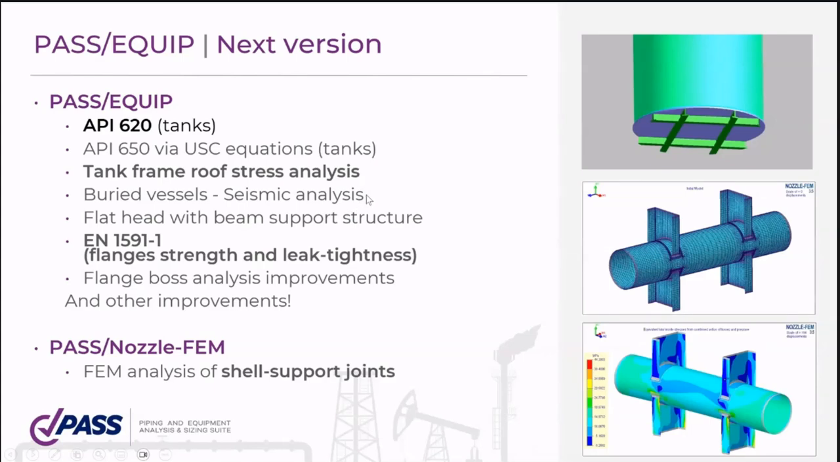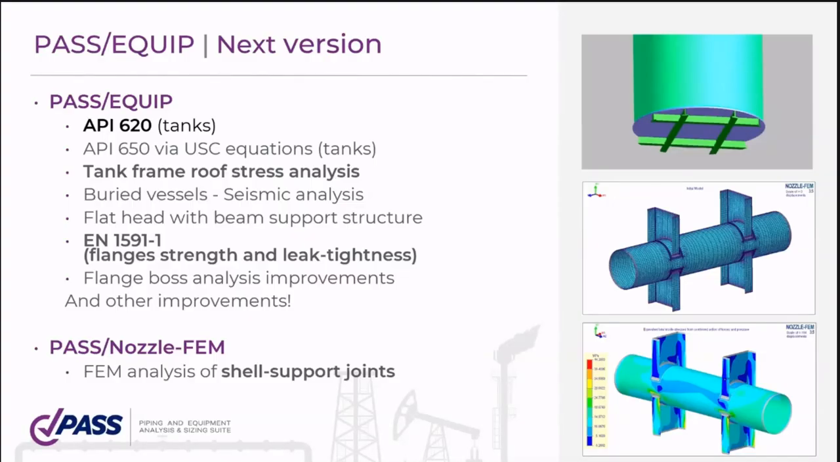We will add a seismic analysis of underground vessels. We're also going to add flat heads with beam support structure, like on this picture. And we will add special analysis, more precise, according to this EN standard, 1591, for flange strength and leak tightness. And some other flange improvements like flange boss analysis and so on, and many other improvements.